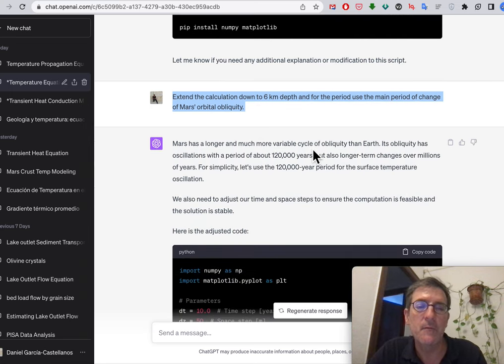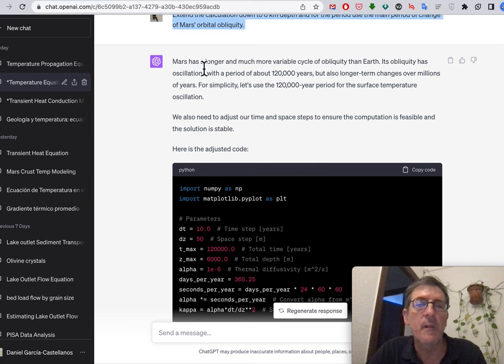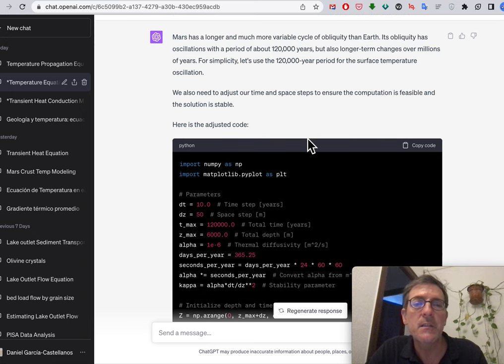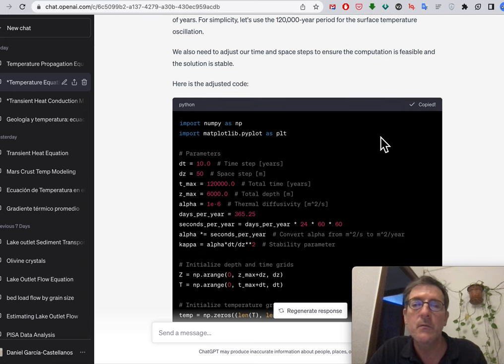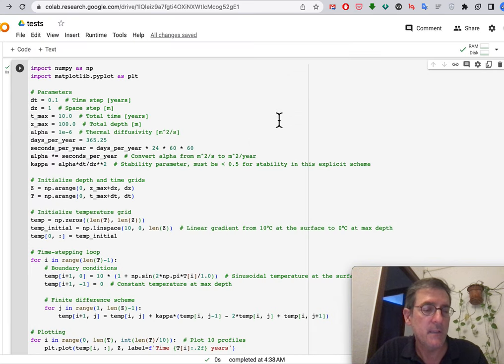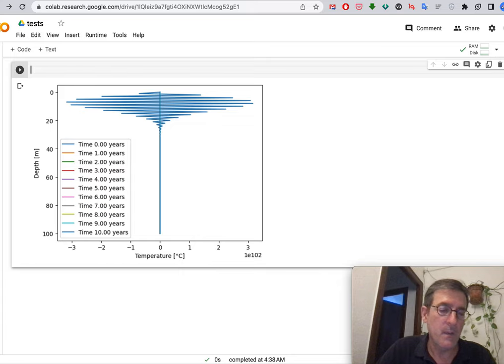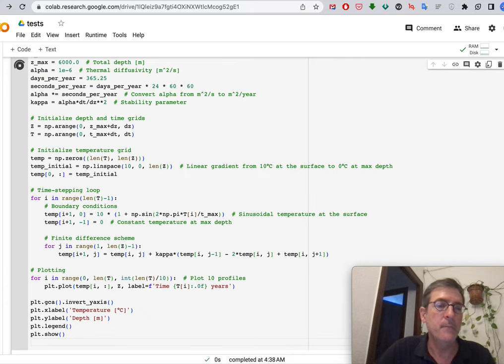And then the answer was again very precise. Mars has a longer and much more variable cycle of obliquity than Earth. Its obliquity has oscillations with a period of 120,000 years, and so on. So it is just changing all this in the code. And let's see what the new code is calculating.